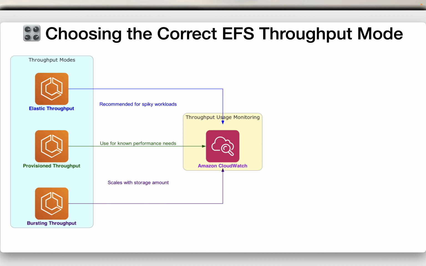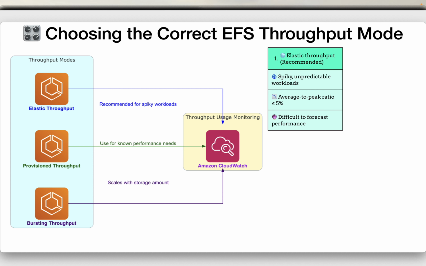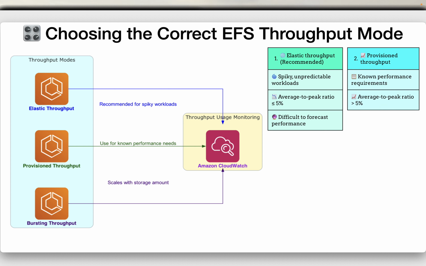Next is choosing the correct EFS throughput mode. Use the default elastic throughput when you have spiky or unpredictable workloads and performance requirements that are difficult to forecast, or when your application drives throughput at an average to peak ratio of 5% or less. Use provisioned throughput if you know your workload's performance requirements, or when your application drives throughput at an average to peak ratio of 5% or more.